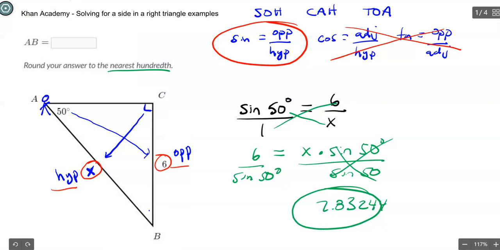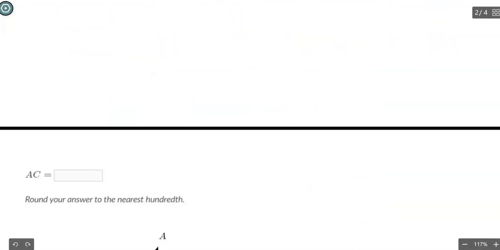It says round to the nearest hundredth. So that means I need to keep 2. And the third one right there tells me what to do. Since it's 4 or less, I stay the same and I keep it at 7.83. So when you're missing that hypotenuse, when your x is on the bottom here, it's really going to end up being a division problem. All right, let's try another one.